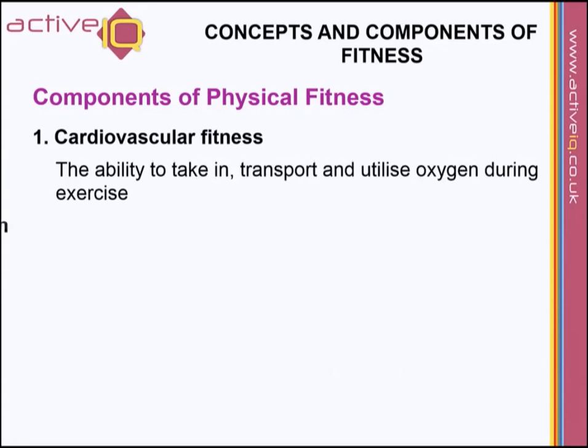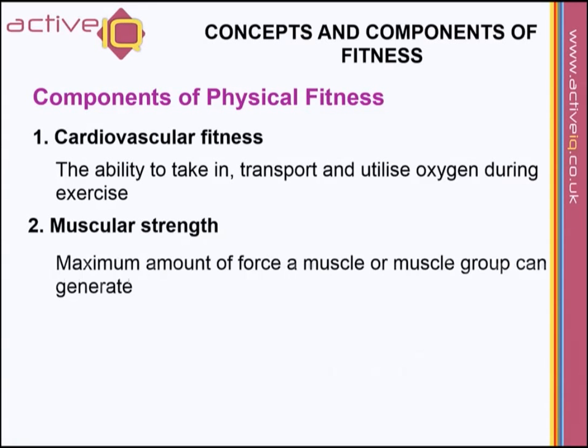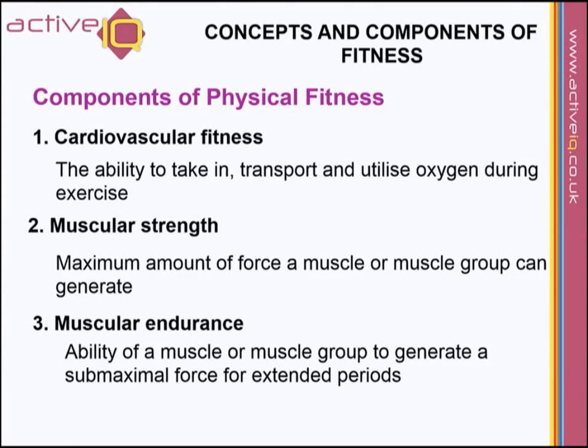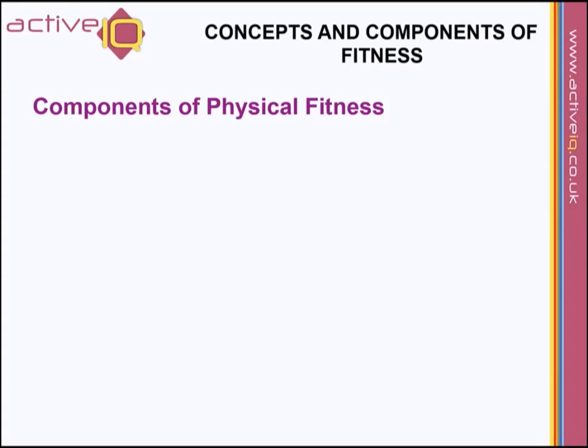We're going to look at the components of fitness. So there's several things that make up fitness, and we're going to run through some of them now. The first one is cardiovascular fitness, or CV fitness, and that's the ability to take in, transport and utilise oxygen during your exercise. Second one is muscular strength. This is the maximum amount of force that a muscle or a muscle group can generate during exercise. Muscular endurance is the ability of a muscle or a muscle group to generate a sub-maximal force for extended periods. So that would be not working flat out, but for longer periods.